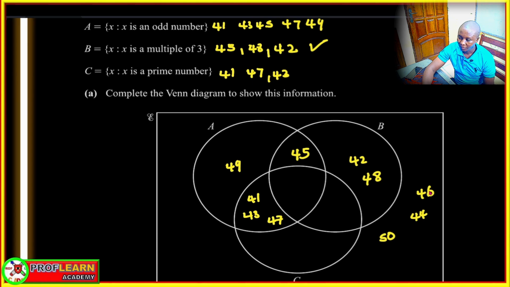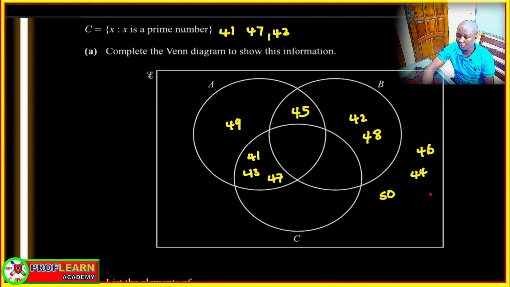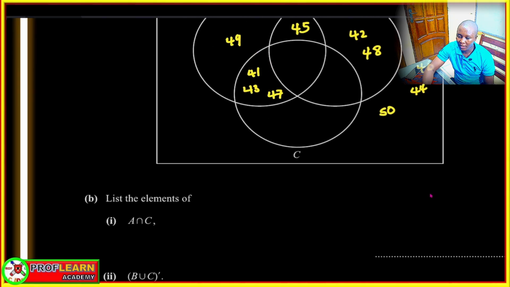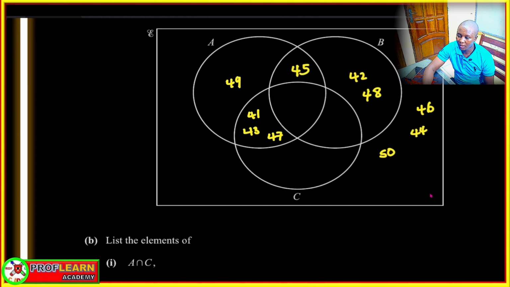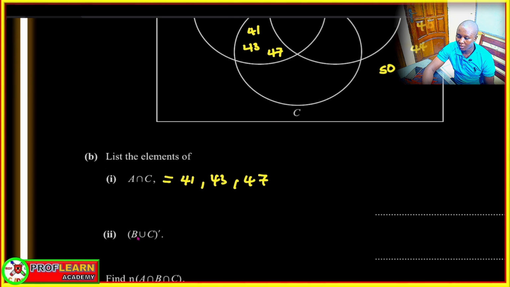There could be a question from this section, but most importantly, you need to know how to complete a Venn diagram. And then you can be asked to list the elements of A intersection C. A intersection C is 41, 43, 47. Then there is the region B union C complement.